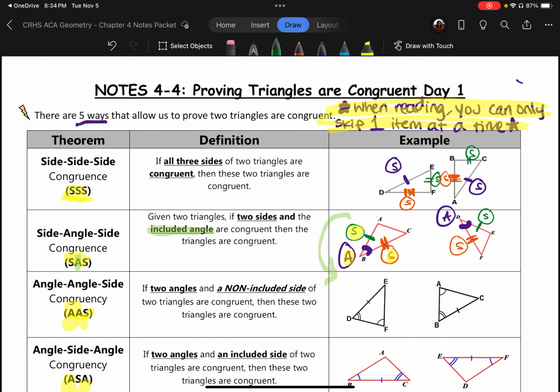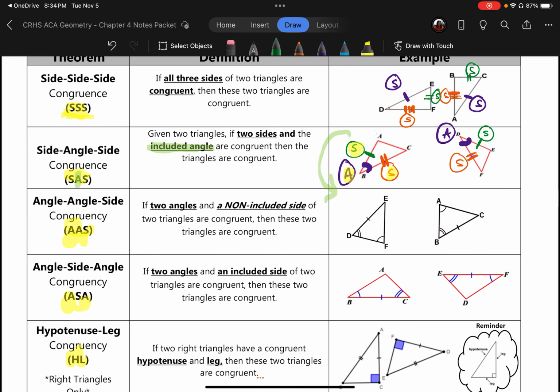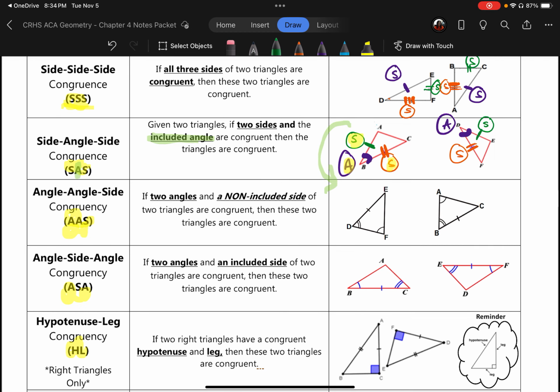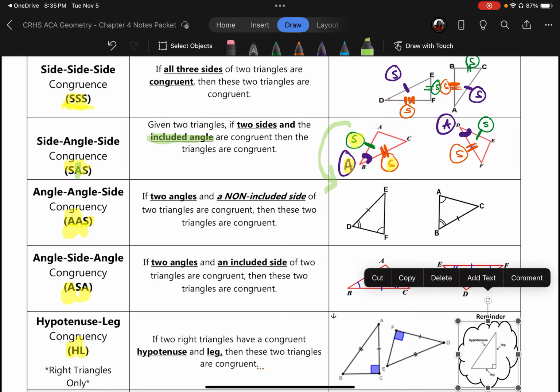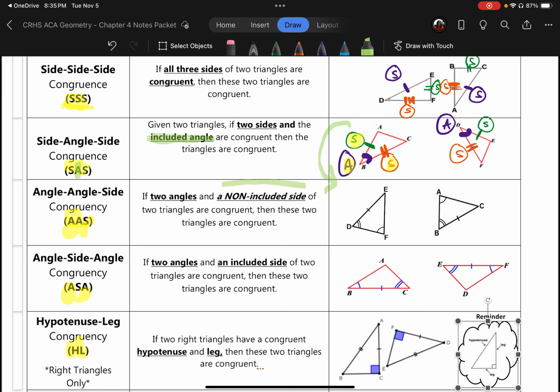All right, the next one we're going to take a look at is known as angle angle side. Angle angle side is when we're looking at two angles and a non-included side of two triangles that are congruent. Non-included side means that that side is not in the middle. So take a look at this S right here. Notice how that side is not in the middle or in between the two A's.